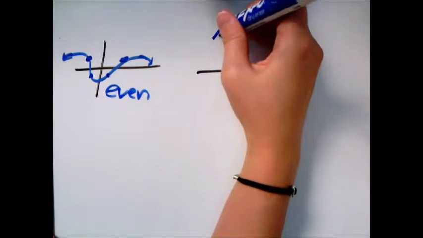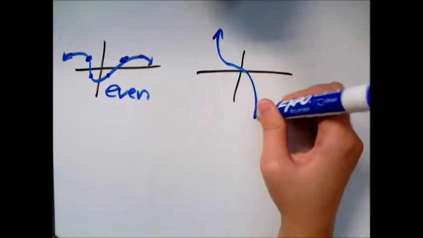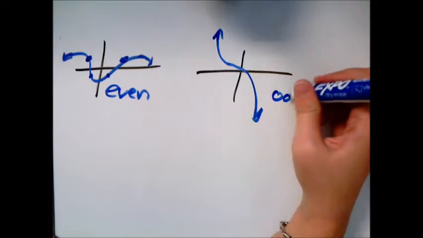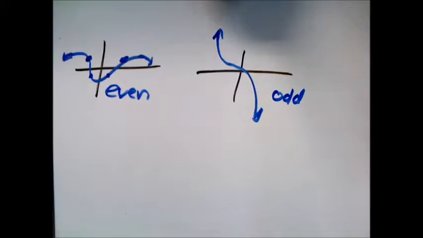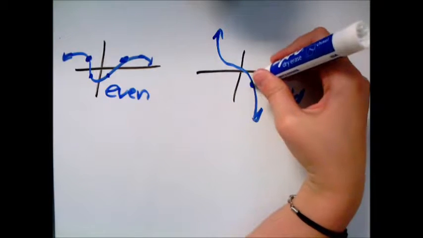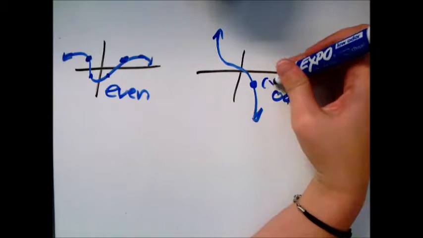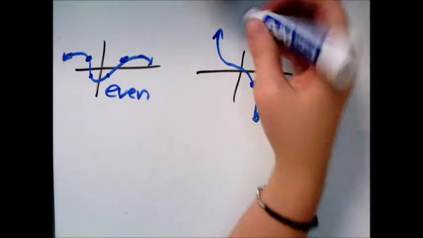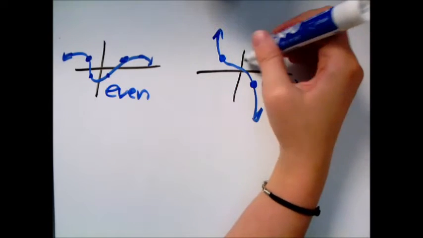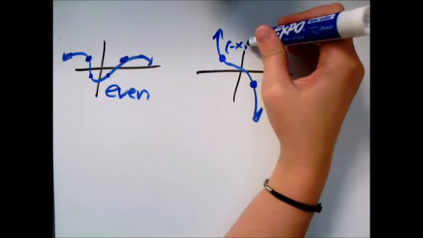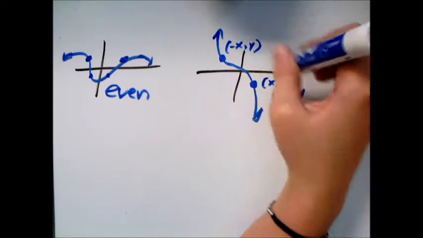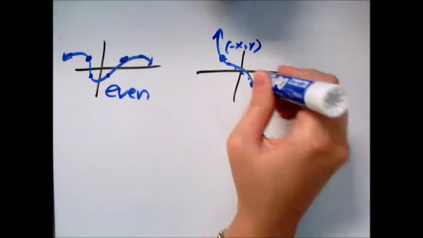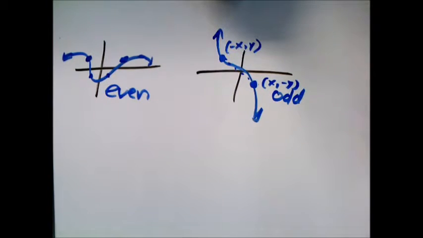Then if I have this one, it looks symmetric across the origin. In fact, it looks just like x to the third, only it's pointing in opposite directions, kind of like negative x to the third. But we just need to look at individual points. See how here, if I have over x and down y, there's a mirror image point over here that's back x and up y. See how they have opposite signs? So that's symmetric across the origin, so that one's odd.